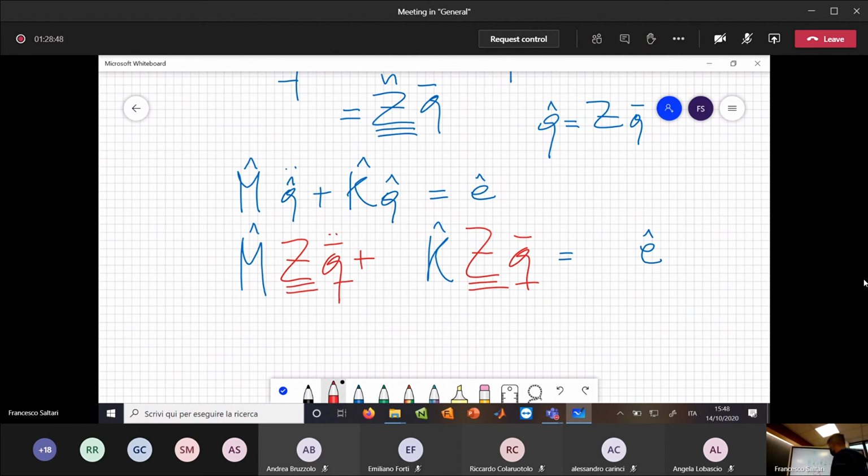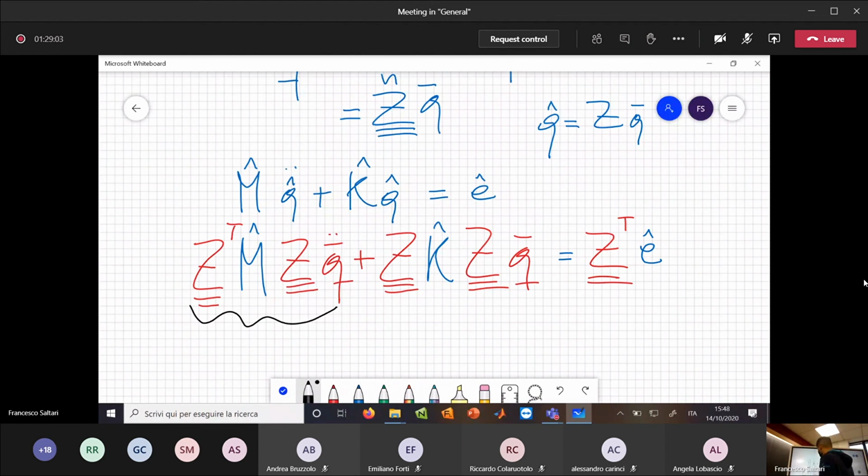Now, if we pre-multiply all of this by Z transposed, we get the modal mass here, the modal stiffness here, and this object represents the set of external modal forces, that are the forces obtained when projecting the external loads onto the vibration eigenvectors.